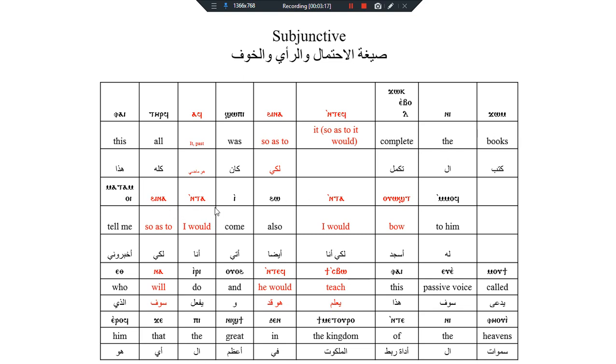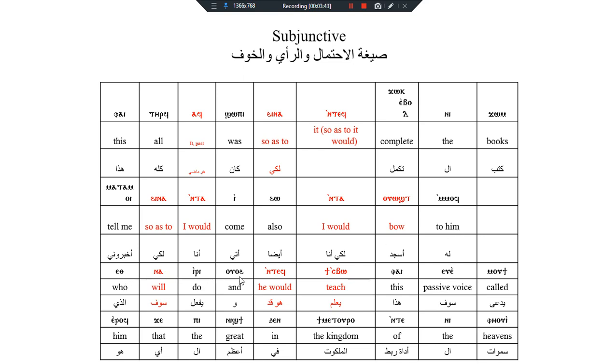Mata moi hina inta i ho inta oshtemov. Mata moi, it means tell me. Hina, so as to or in order to. Inta i, I would come. Ho, also. Inta, I would. Oshte, bow or kneel. Mov, to him.